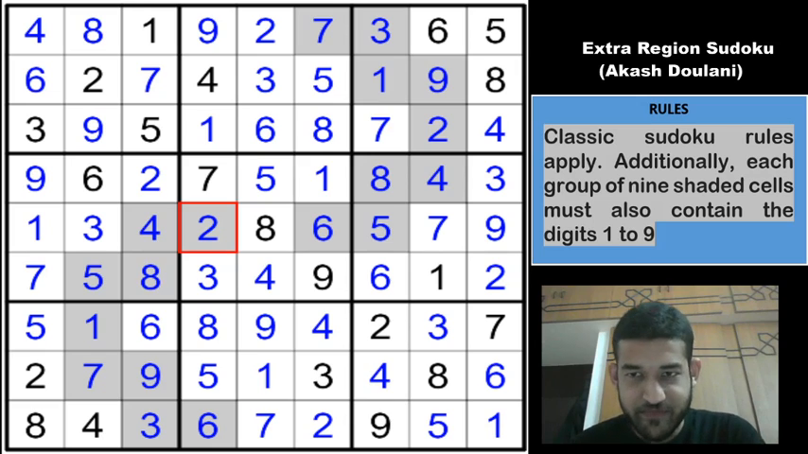Hope you guys enjoyed watching me solve this extra region Sudoku by Akash Dulani. This was a really tricky extra region, there's no doubt about it.